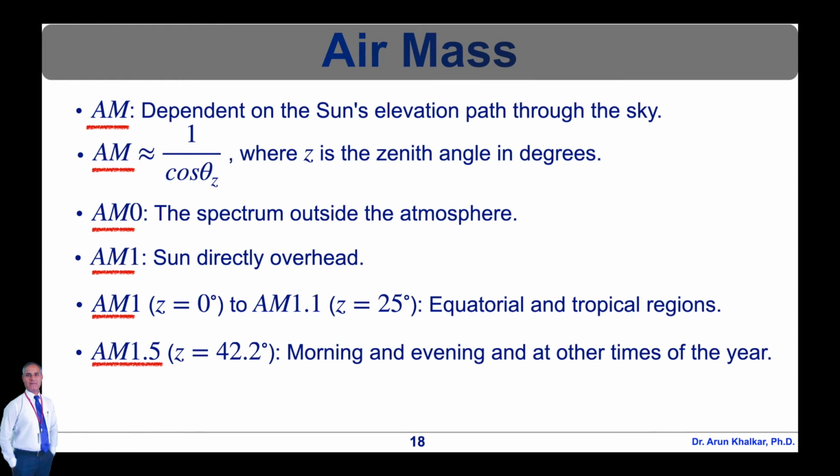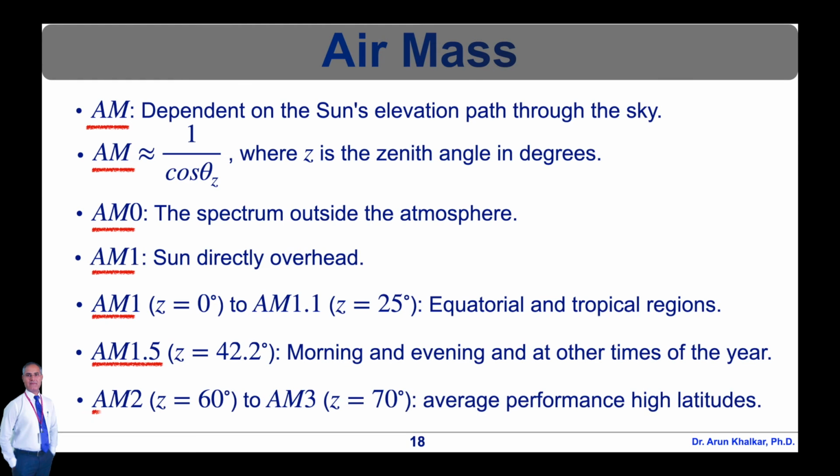Air mass 1.5, where Z is equal to 42.2 degrees, is for morning and evening and at other times of the year. Air mass 2 is when Z is equal to 60 degrees, and air mass 3 is when Z is equal to 70 degrees, which is average performance at high latitudes. So these are the positions of the sun and the angles which are very important to measure the air mass and the performance of the solar cell devices, which is based on this air mass.